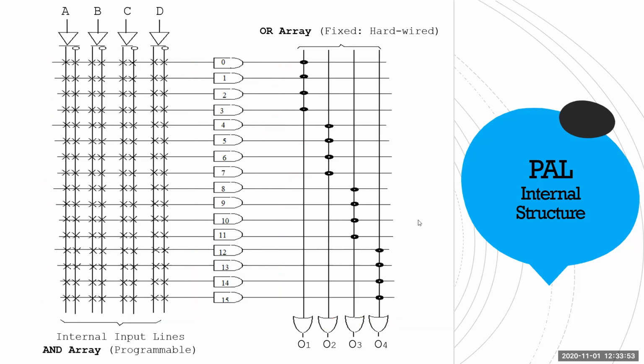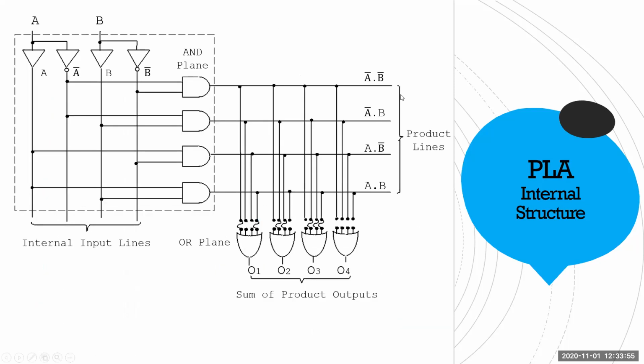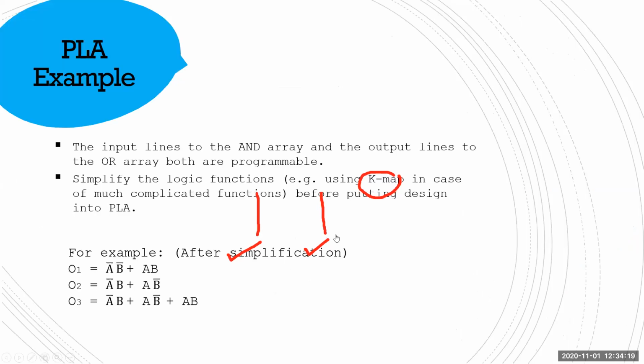Okay. So what are the differences? See, previously, remember our AB was common for O1 and O3. That's why we take only one AB and we made the connection, right? Common connection. That means one AB was used in 2 OR gates.